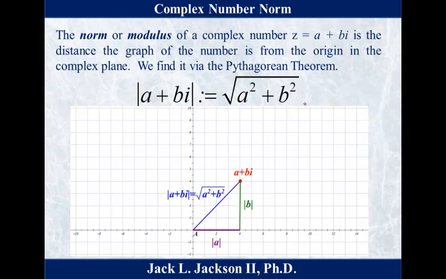Okay? And so what would that be? Well, the horizontal distance from 0 is the absolute value of the real part, and the vertical distance is the absolute value of the b part.